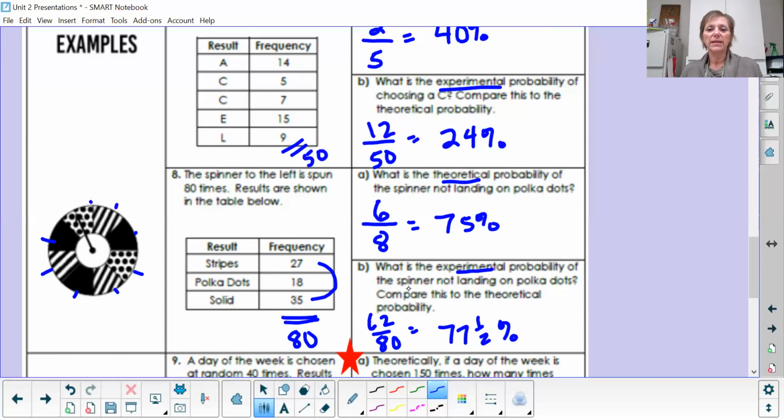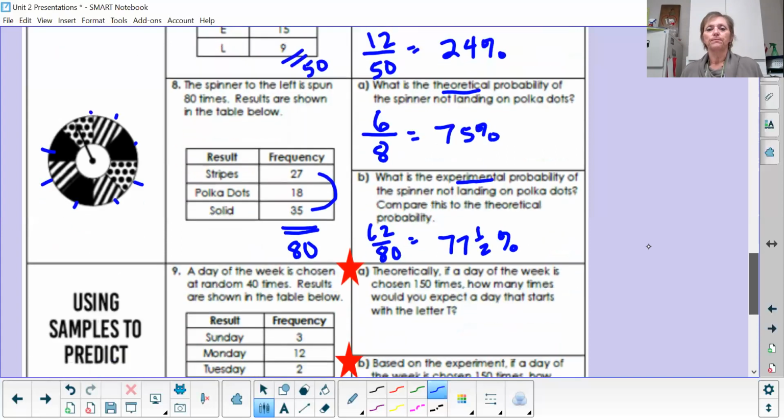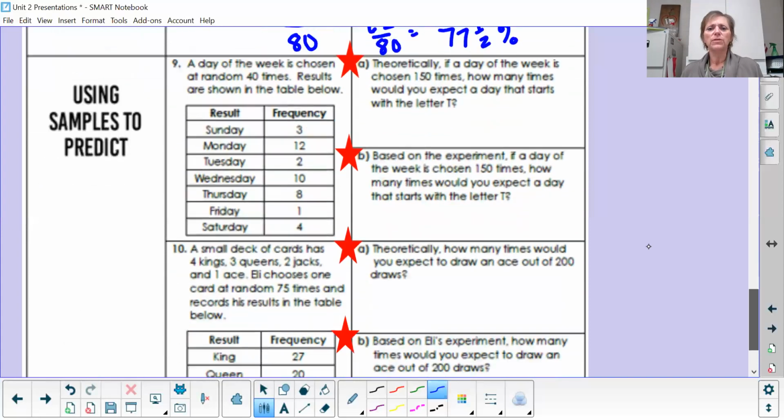Okay, now the rest of it says, compare this to the theoretical probability. Okay, do you see? Compare. 75 and 77 and a half are not the same, but they're close. Okay, so we're going to go on. Okay, so these are different.